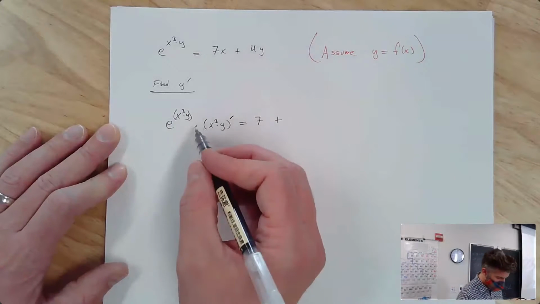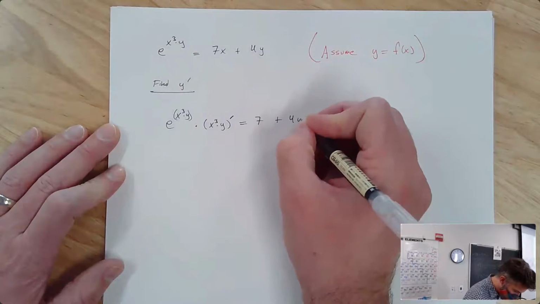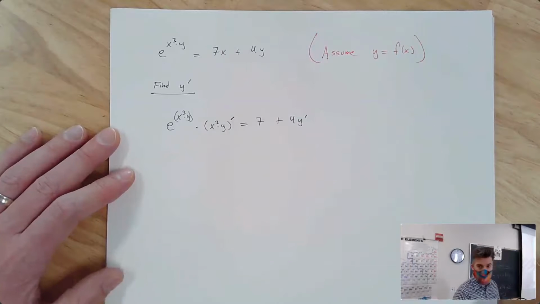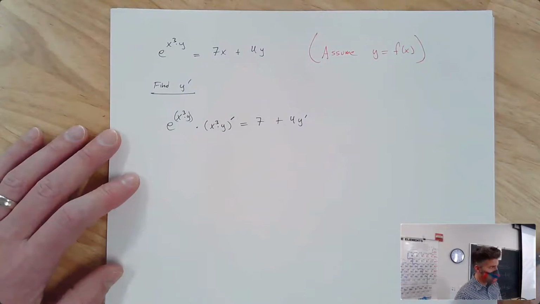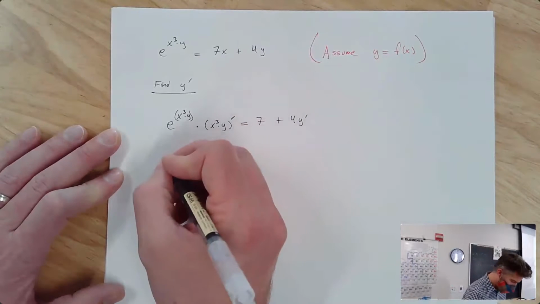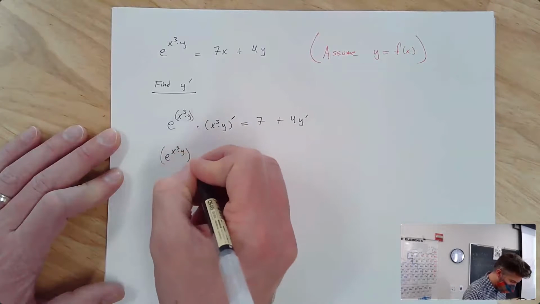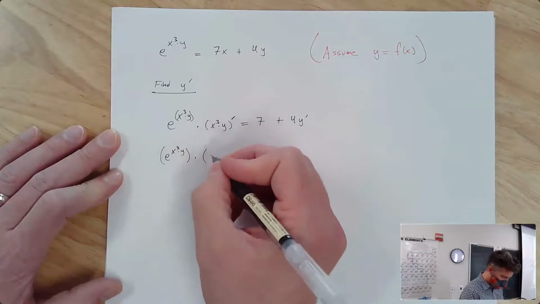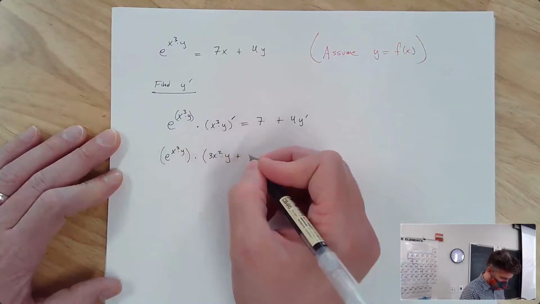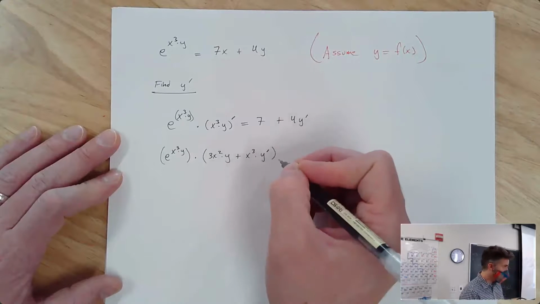So the derivative of 7x is 7, and the derivative of 4y is 4y prime. Let's do one more step. Well, we need, of course, at least one more step. For x cubed times y, the derivative of x cubed times y, we're going to have to use the product rule. The derivative of x cubed is 3x squared. We'll leave the y alone. And then leave the x cubed alone, and the derivative of y is the derivative of y.